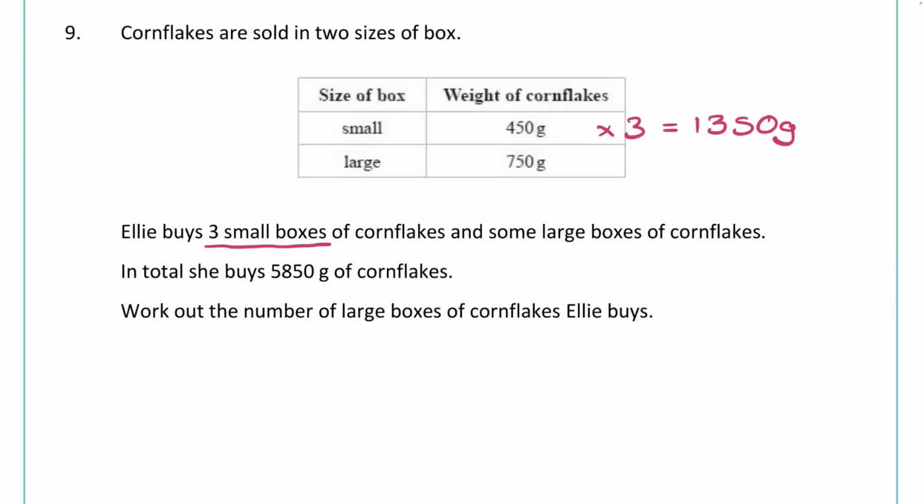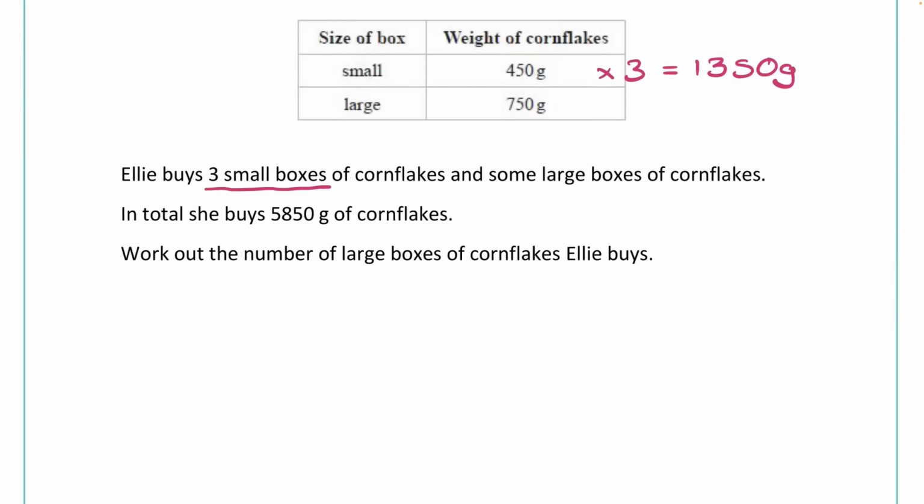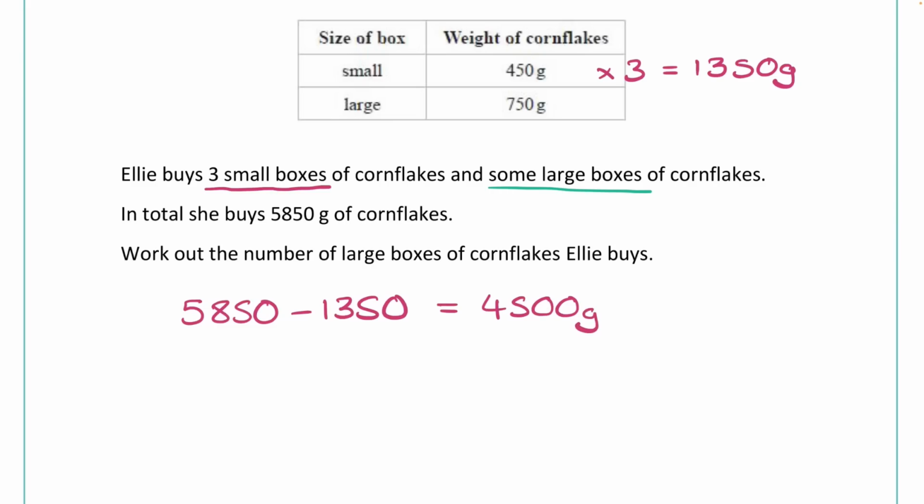And that gives us a total on the calculator of 1,350 grams. Now the remaining boxes that she buys are large boxes, but it only says some large boxes. And of course we're going to work out how many that is. So let's work out how many grams are left. We buy 5,850 in total. She's already got 1,350 from the small boxes. So if we take those away from one another, 5,850 take away that answer, that leaves us with 4,500 grams.